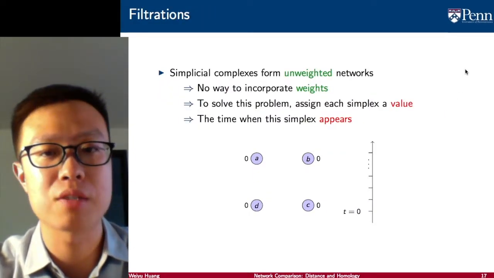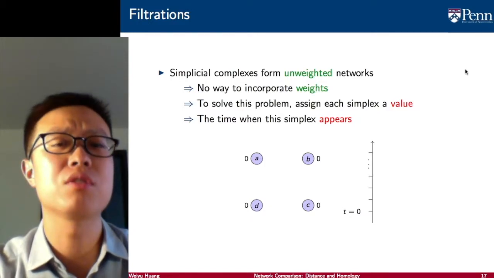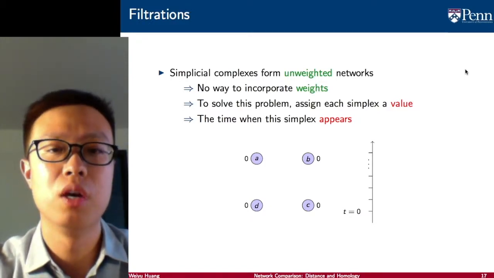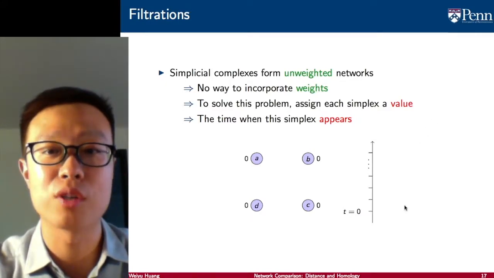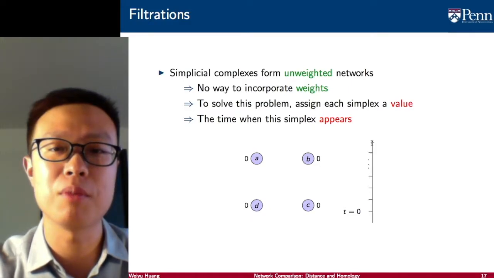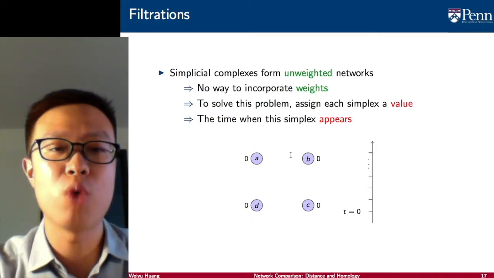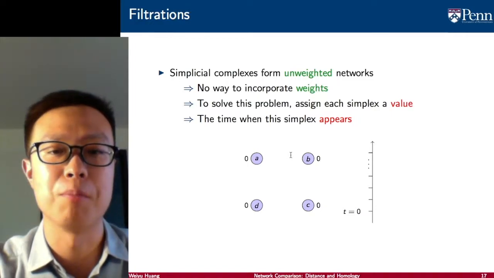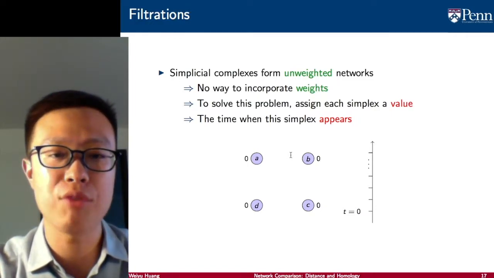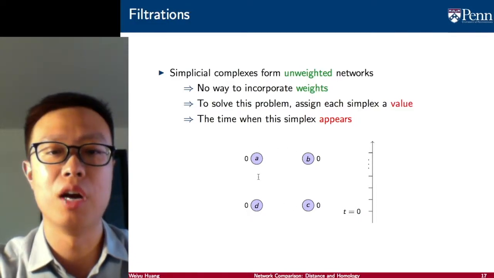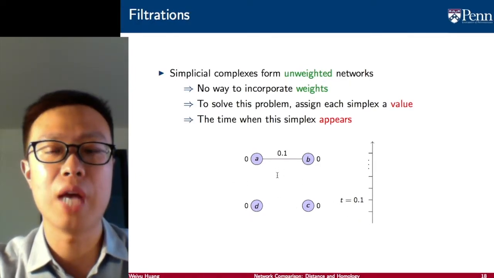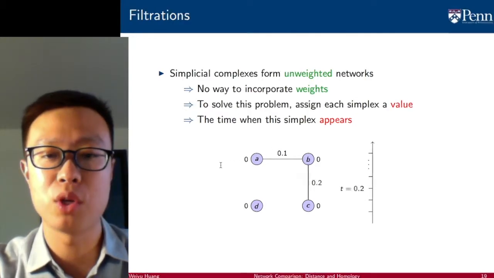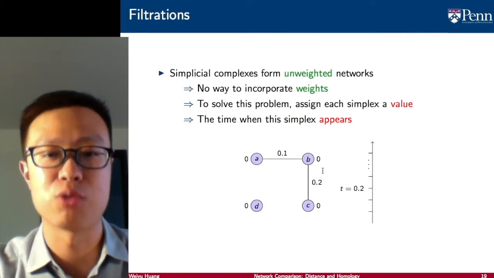The simplicial complex and homology are interesting, but there's no way for us to incorporate weights. To solve this problem, we can consider an underlying domain called time, and we can assign each simplex in the simplicial complex a value that represents the time point when the simplex appears. In the example we have here, the 4 vertices appear at time 0, and therefore at time t equals 0, we have 4 vertices. At time t equals 0.1, we have the edge between A and B. At time t equals 2, the edge between B and C, etc.